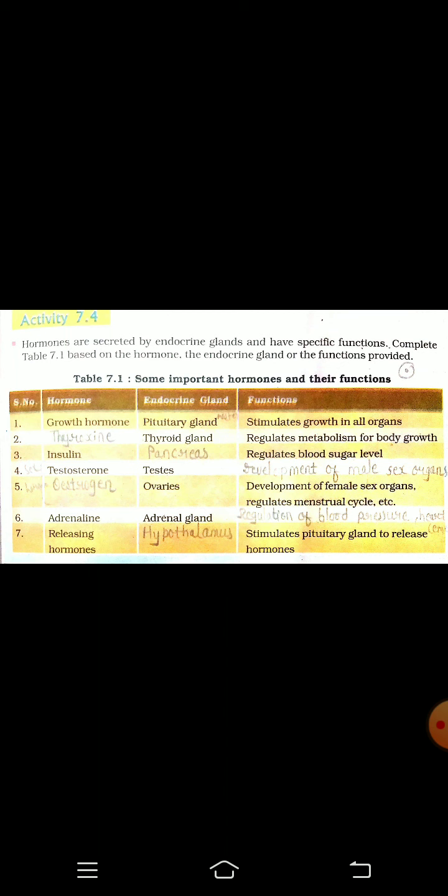Sixth is adrenaline, which is secreted by adrenal gland, and the function of it is to regulate blood pressure, heartbeat, etc. And seventh is releasing hormones, which are secreted by hypothalamus. It helps to stimulate, or else we can say to control, pituitary gland to release different hormones. So this is all about endocrine system. This is all about today's session.